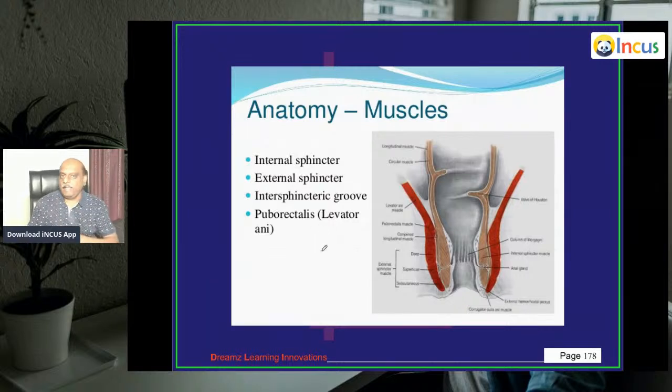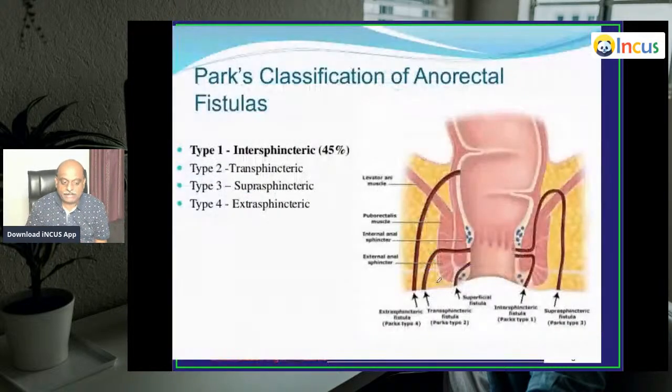So if you look at the anatomy of the muscles, there is an internal sphincter, external sphincter, intersphincteric groove, and puborectalis, the levator ani. These are the important muscles to be remembered. So Parks has divided the anorectal fistulas, there is a Parks classification, you need to remember.